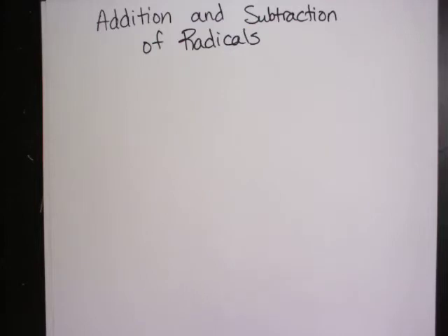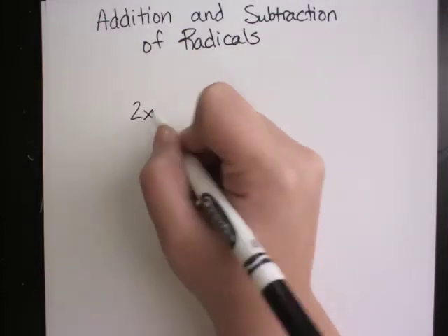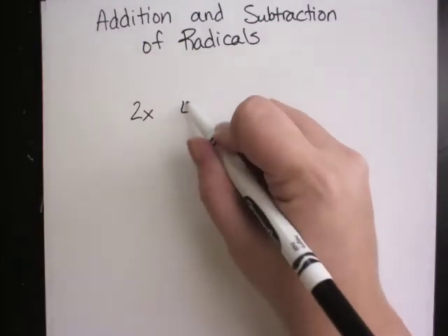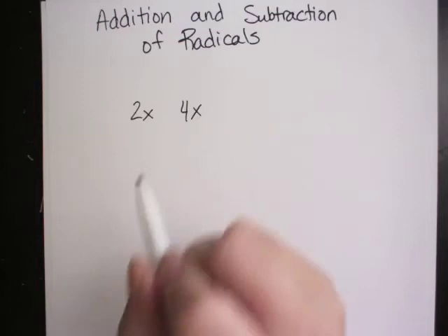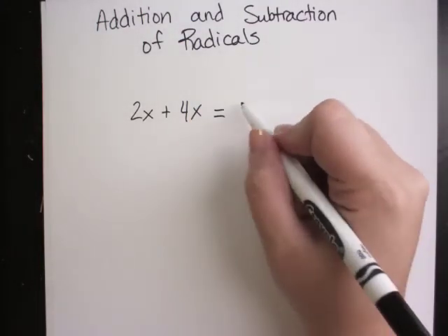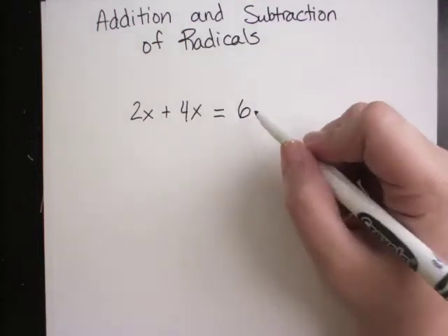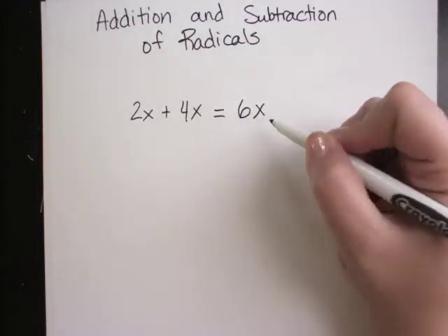Addition and subtraction of radicals is very much like combining like terms when we're doing polynomials. If you have a 2x and a 4x and you want to combine them with a plus sign, what do you get? 6x. So what we're doing is adding the coefficients and keeping the term the same.